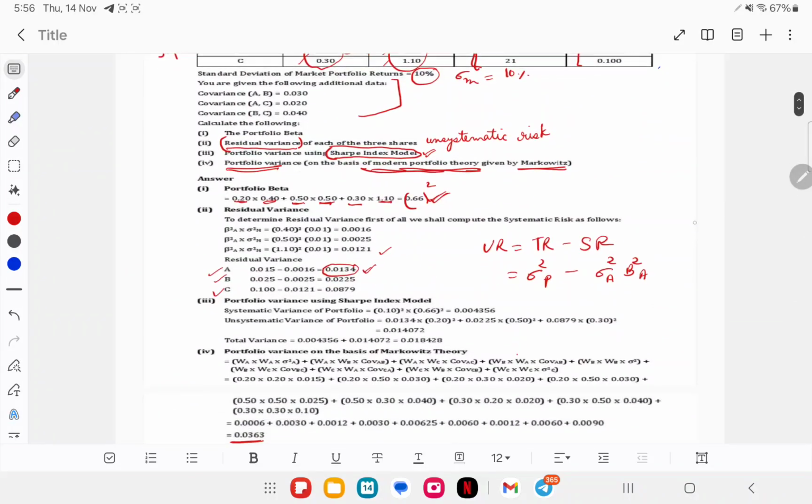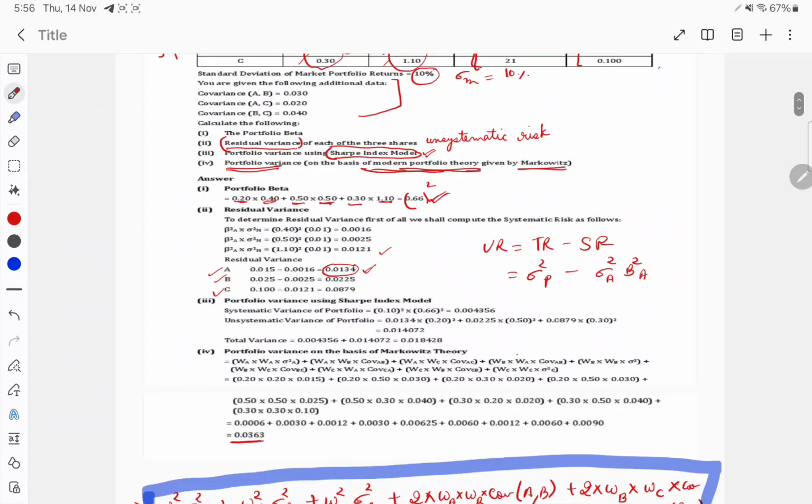So basically the important part was, first, how to calculate unsystematic risk. It is basically the total risk minus the systematic risk. The second one was using the Sharpe index model: how will you calculate the portfolio variance? You will calculate the systematic risk using the formula, the variance of the market into beta square of the portfolio. And unsystematic risk will be the risk which we calculated in the above question, multiplied by the weight square. Okay, this will be using the Sharpe index model.